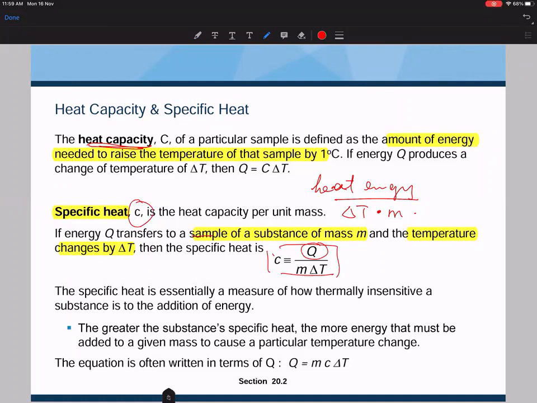And of course, the larger the specific heat of a substance, the more energy is required for you to raise a certain mass of it by a certain temperature. So if you have a fixed m and delta T, a larger value of c means a larger value of Q. So you need to put in more energy, more heat, in order to raise its temperature by the same amount. So this is the equation.